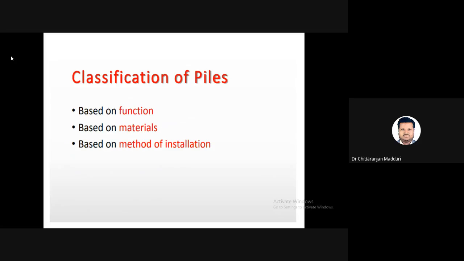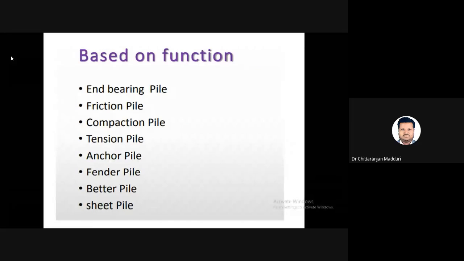Classification of piles. This classification of piles is very important. This is a very important question for JNTU examination, mostly asked in JNTU examination. Piles are classified based on function, based on materials, and based on method of installation. Based on function, piles are classified as end bearing pile, friction pile, compaction pile, tension pile, anchor pile, fender pile, batter pile, and sheet pile. It is not better pile, it is a batter pile.